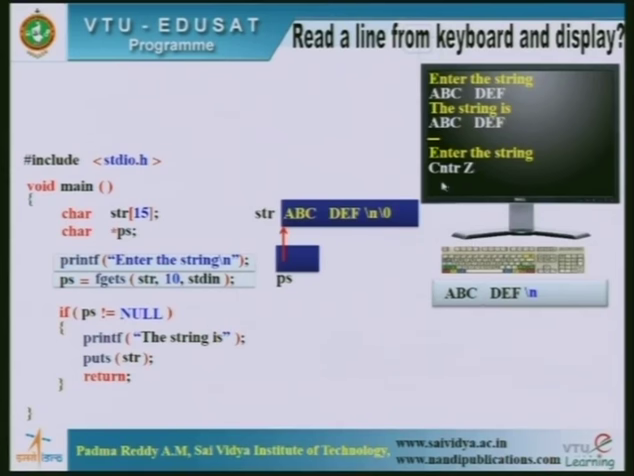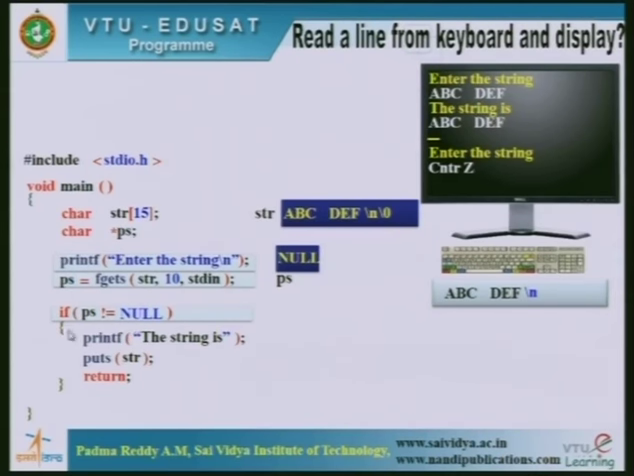If I type Ctrl Z, can you tell me what will happen? Ctrl Z stands for end of file here. In that case, ps contains null. So fgets will return what? Null, and that null will be copied into which variable? ps. Now ps contains null. Now control comes here. Is ps not equal to null? It is equal to null.